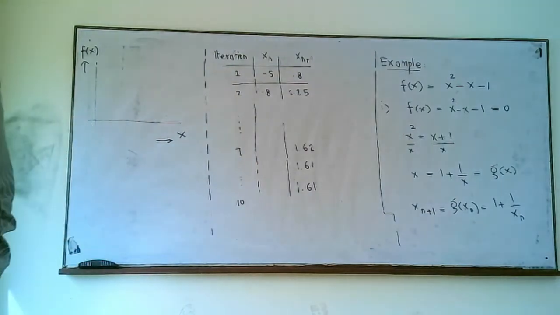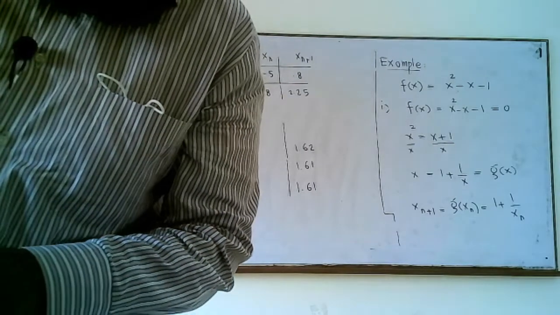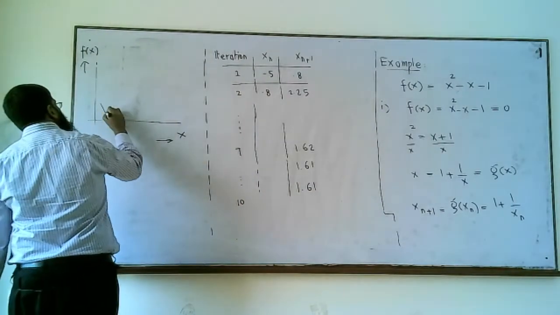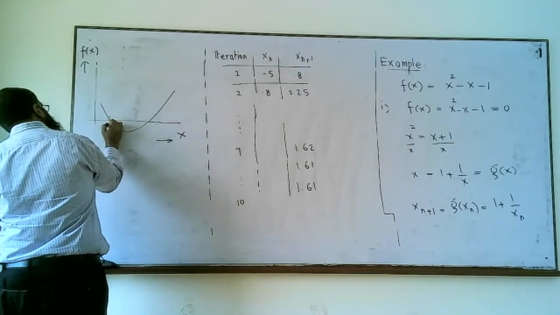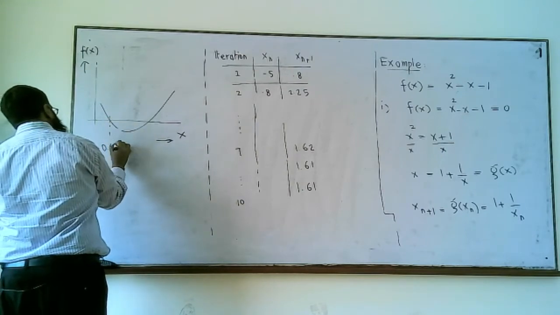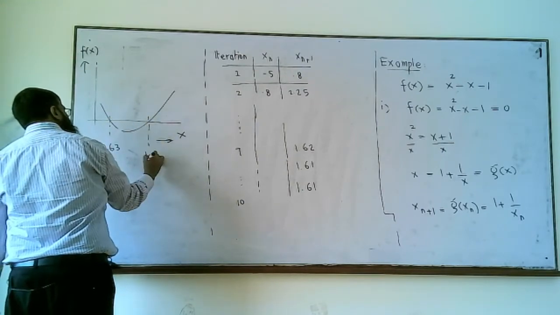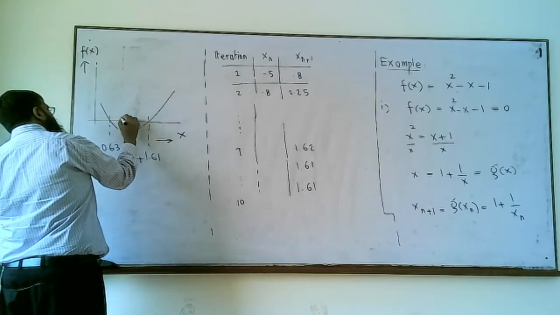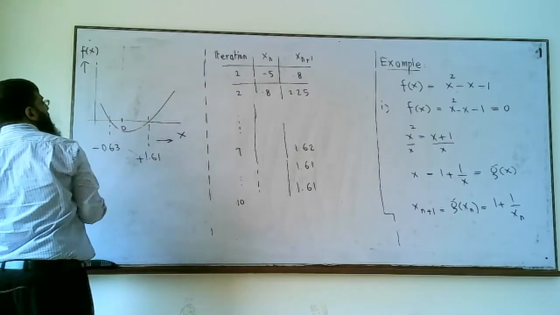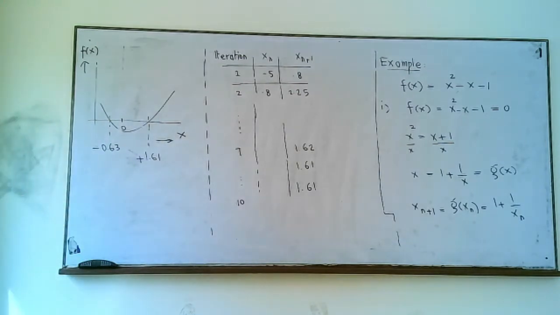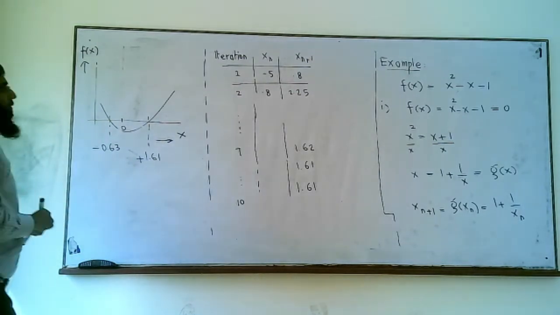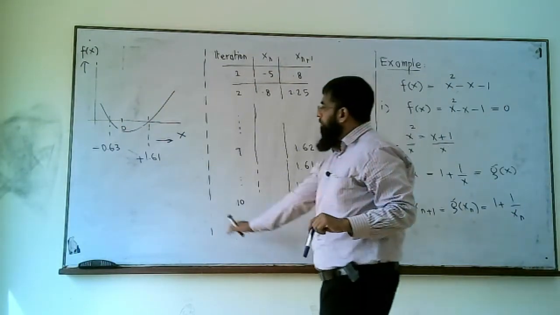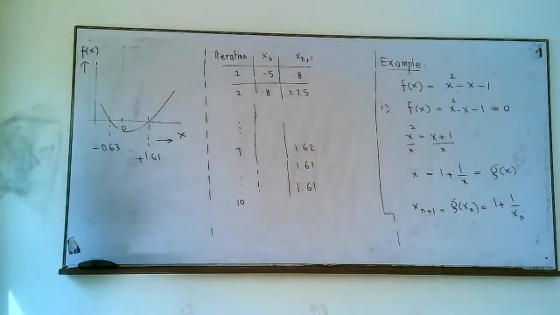Okay, and it is plotted like this, that it has one root at -6, it plots like this. One root is at -0.63, the other is at positive 1.61. Here we have x equal to 0. So this function has two roots. This f of x has two roots. One of the roots is at plus 1.61, the other is at -0.63.